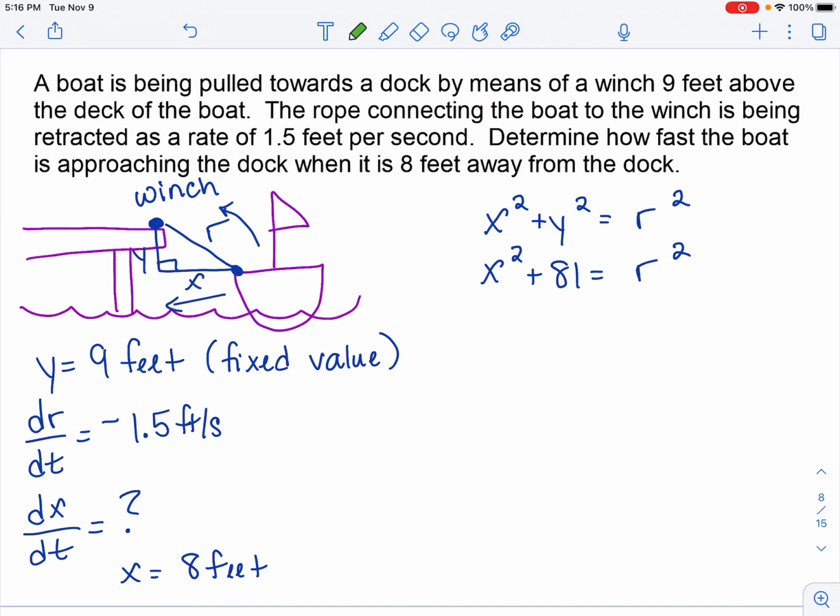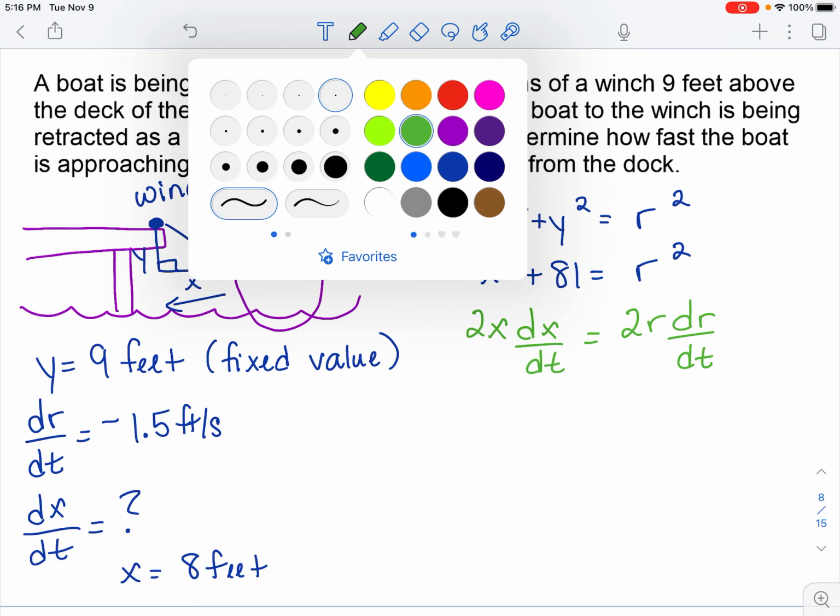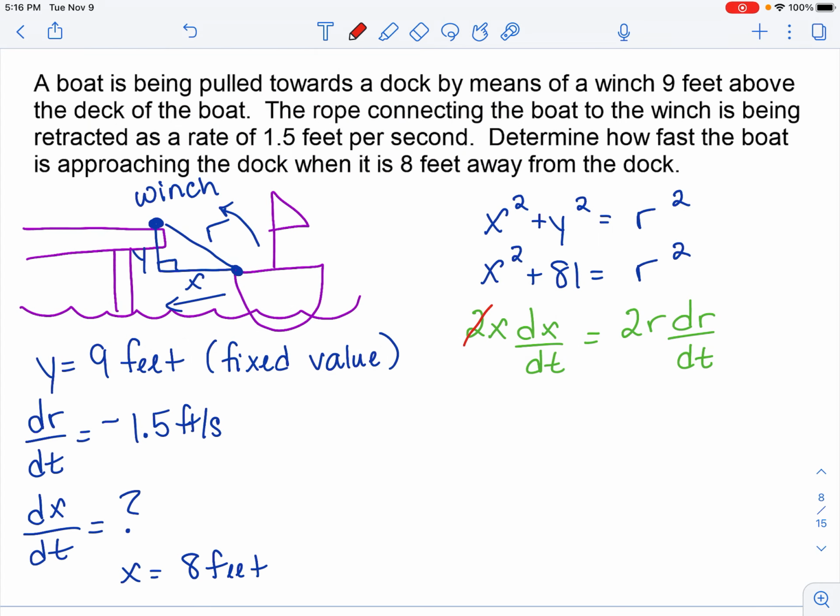And now I'm ready to do my derivative. The derivative of this equation is 2x times dx/dt. The derivative of 81 is 0, equals 2r dr/dt. If you want, you can go ahead and cross off the 2's, because they're on both sides. So I've got x dx/dt equals r dr/dt. And I can plug in all the numbers that I know. I know that x is going to be 8 feet. I know that dx/dt is my unknown value.